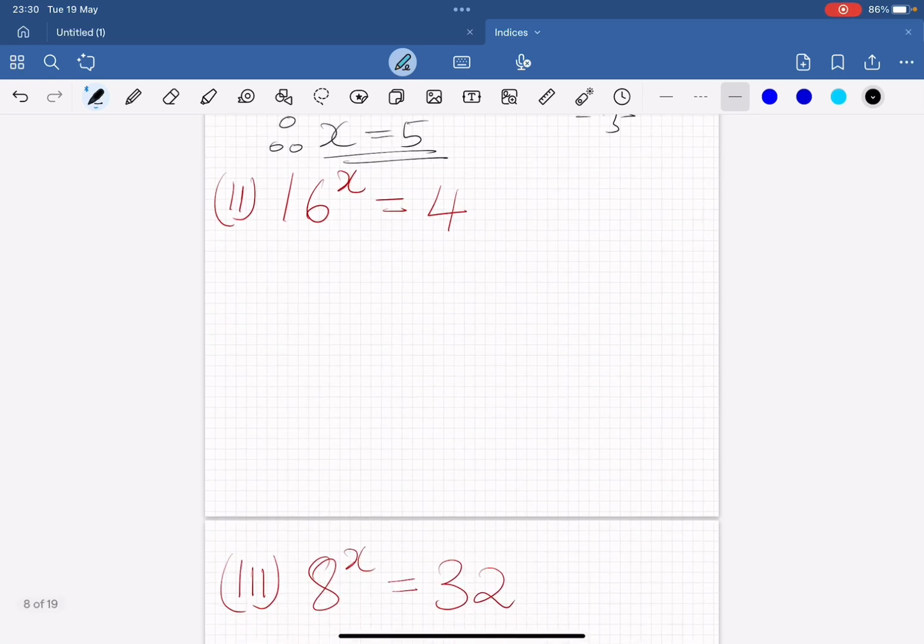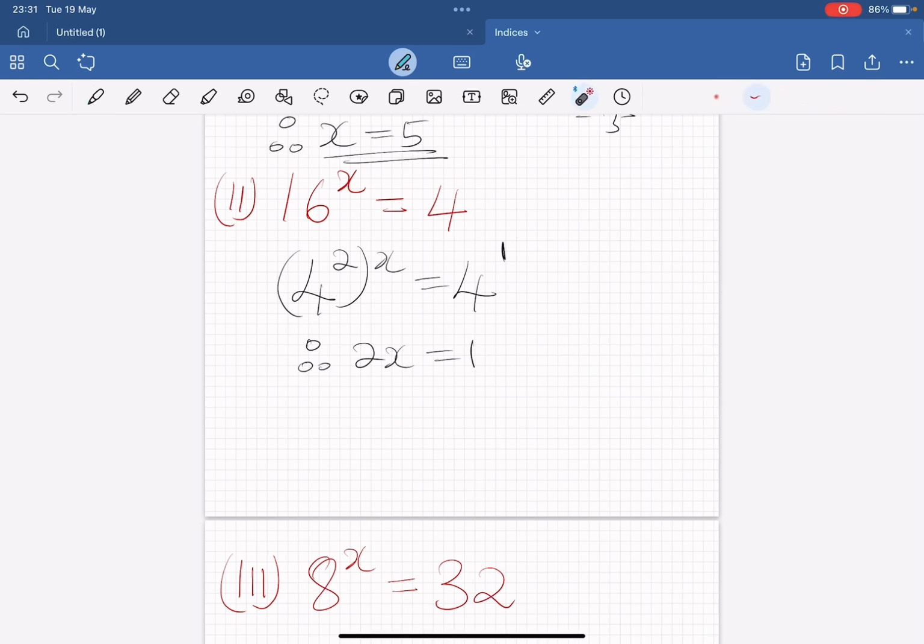Moving along, the question says 16 to the power x is equal to 4. I then recall that 16 is a square number, so it can be replaced with 4 squared. This is more like 4 to the power 1. Hence, working with the powers, you can say 2x is equal to 1.